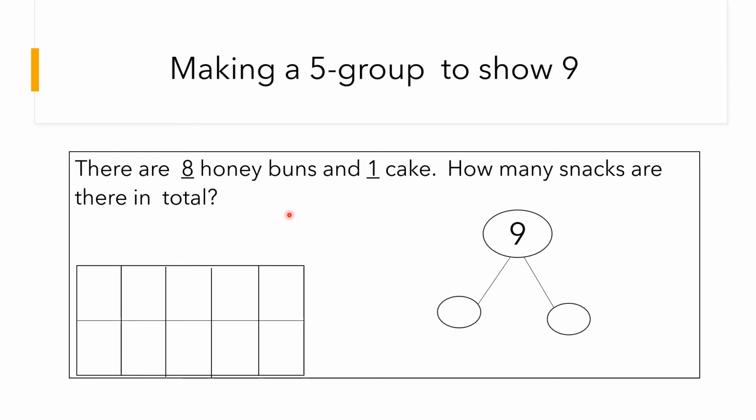Look at your number story. Find the 2 numbers that are going to help you make your 2 parts. Complete your 5 group of 9 in the 5 group table. And then make a number bond. When you're all set, give a thumbs up.